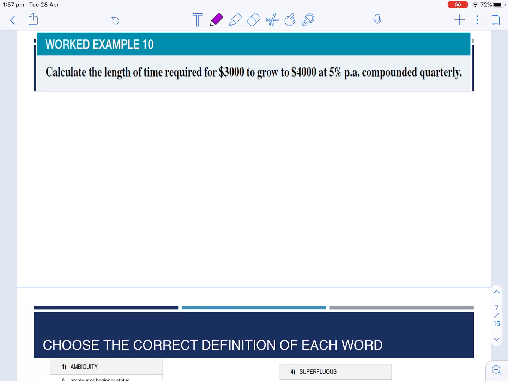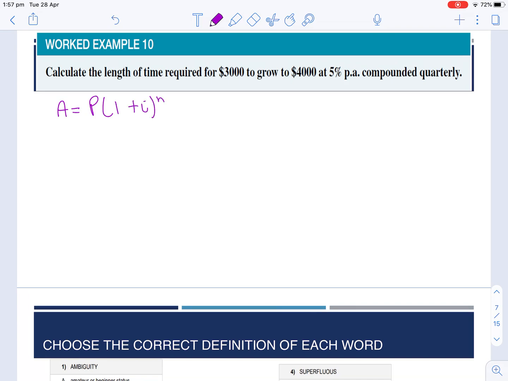All right, now I'm going to go through worked example 10. This question says that we need to calculate the length of time required for $3,000 to grow to $4,000 at 5% per annum compounded quarterly. So the first thing I always say we need to do is write down the formula that we're using. Okay, so we are using the compound interest formula.